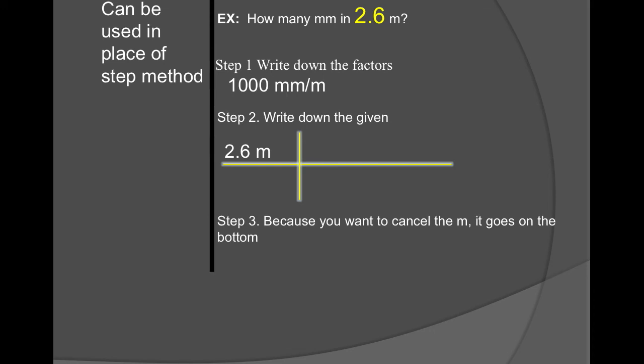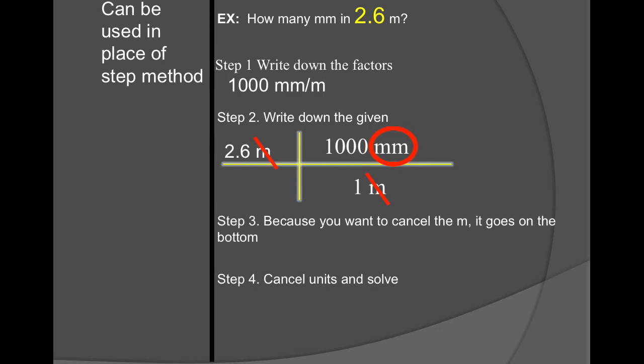Draw your cross, and because you know you want to cancel the meters, you are going to put the meters on the bottom and the millimeters on top. Cancel and solve, leaving you with millimeters. Do your multiplication and division, and your new answer to 2 significant figures is 2,600 millimeters.